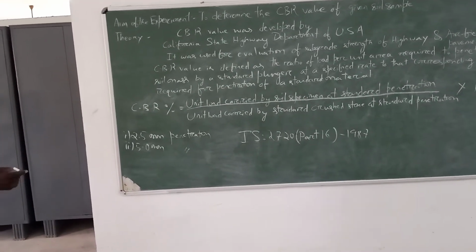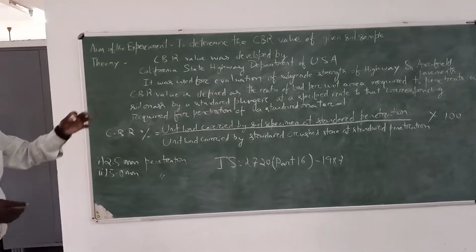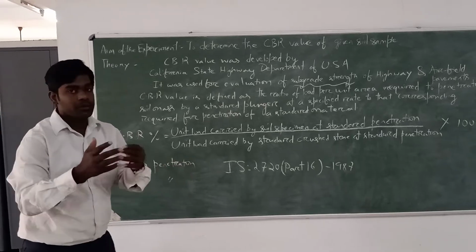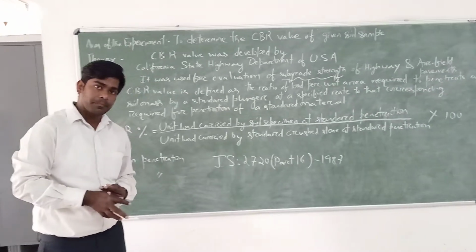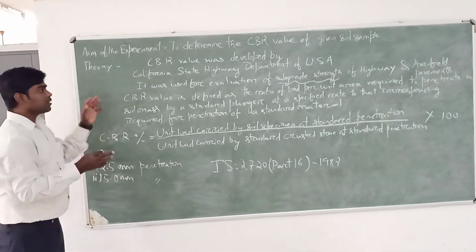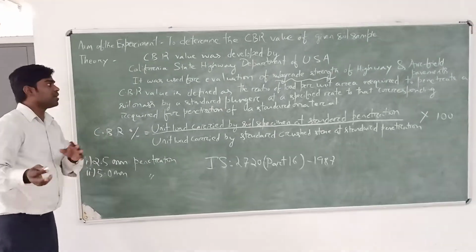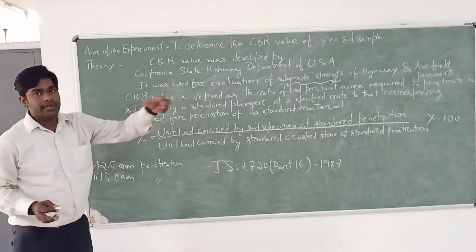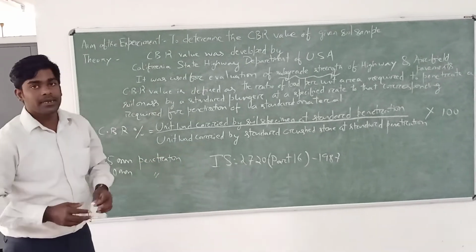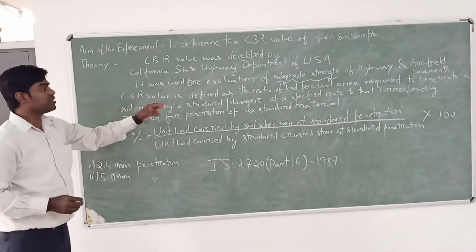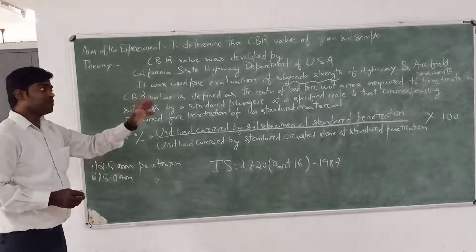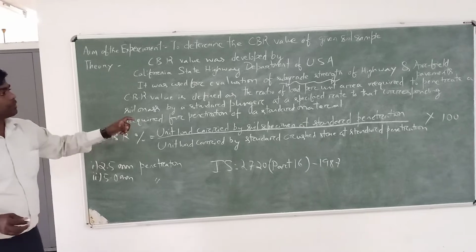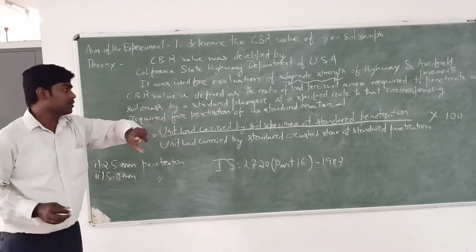Basically, this CBR value is used for evaluation of subgrade strength of highway pavements and airfield pavements. Here, what do we mean by CBR? CBR is defined as the ratio of load per unit area required to penetrate a soil mass by a standard plunger at a specified rate to that required for penetration of a standard material.